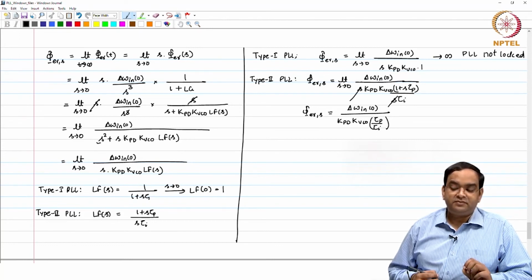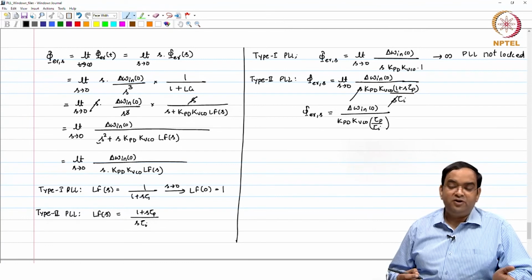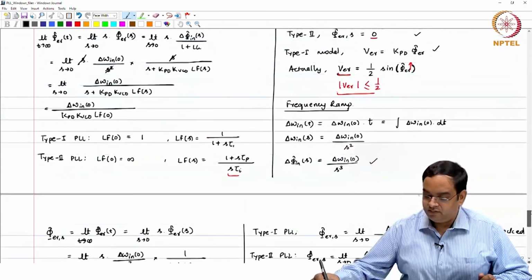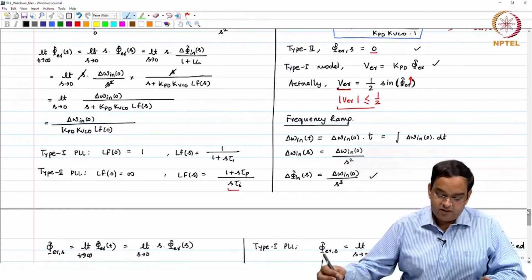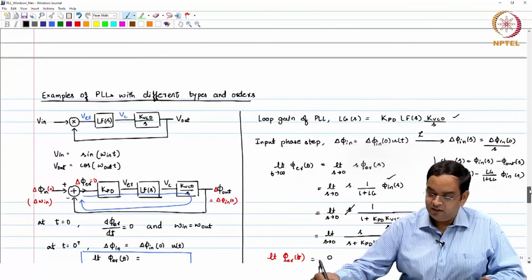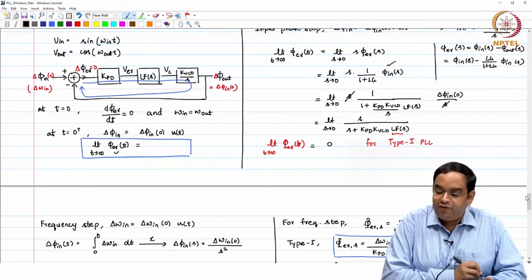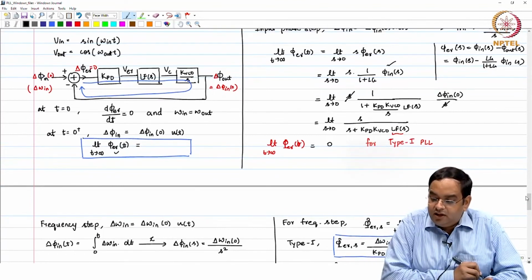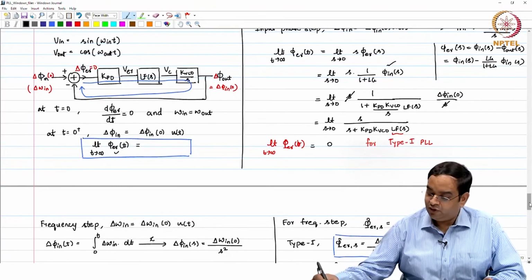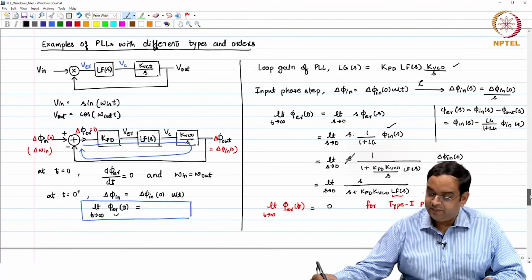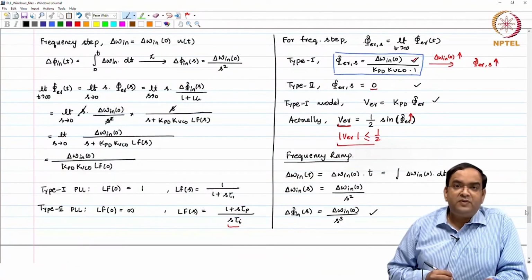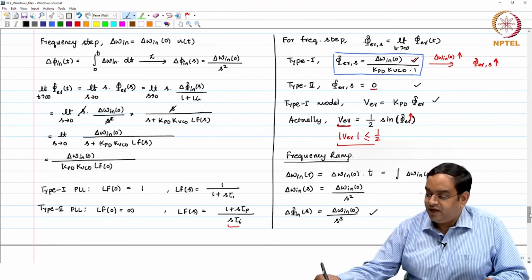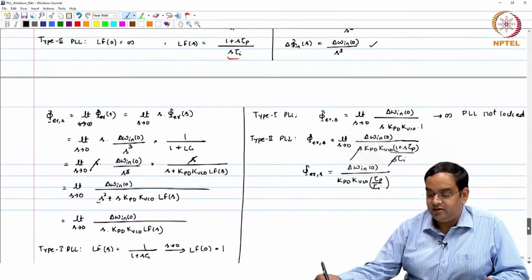Okay. So, this will be the fixed value which you have. So, we can just look at it here. For type 1 PLL, for phase step, you had 0 phase error. And type 2 PLL also has 0 phase error, whether it is type 1 or type 2. For frequency step, type 1 PLL has fixed phase error and type 2 PLL has 0 phase error.